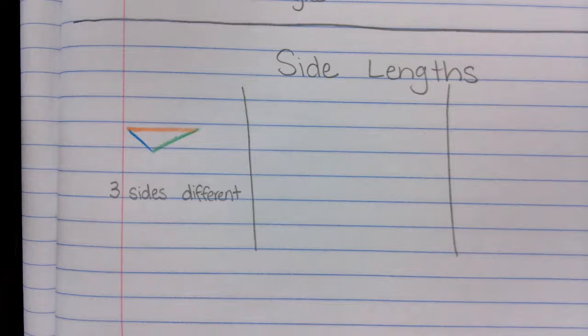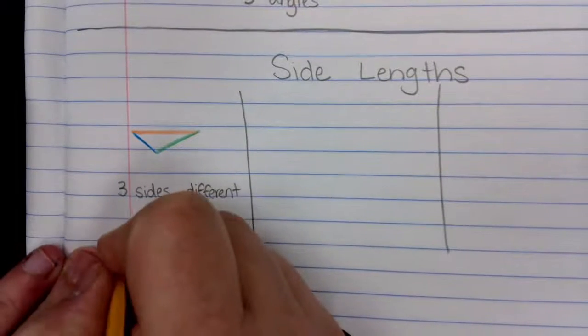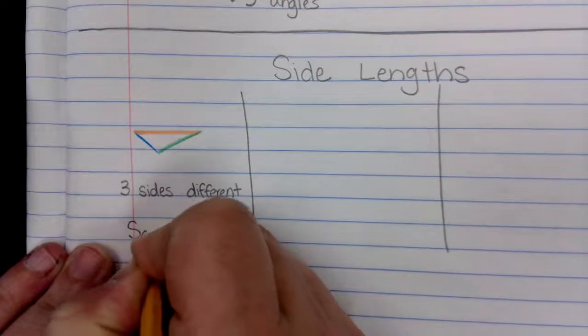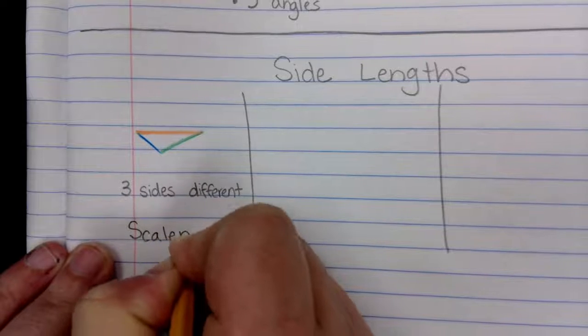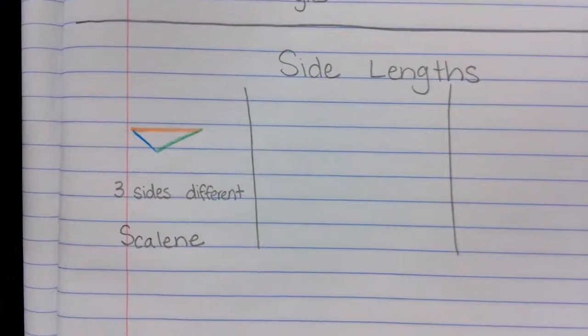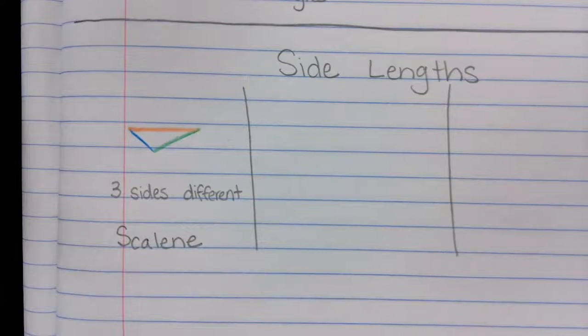Okay? And we call this a scalene triangle. Okay, so that's 3 different side lengths. That's a scalene triangle.